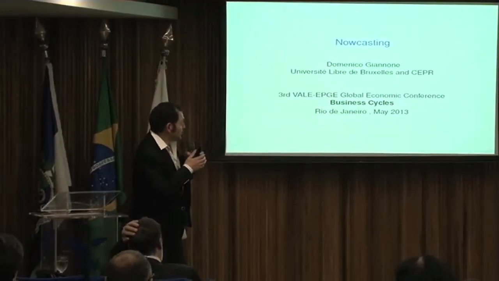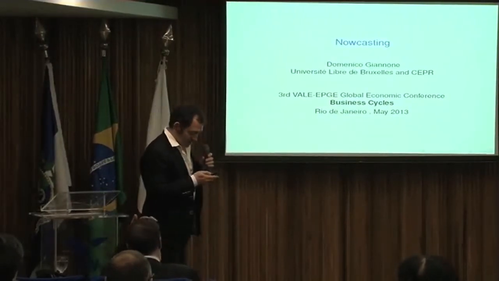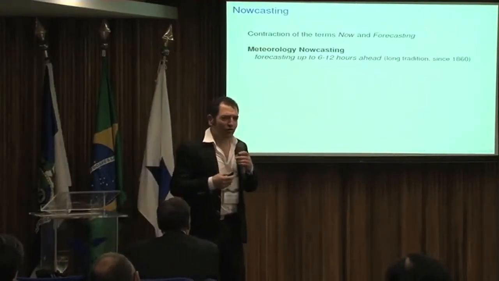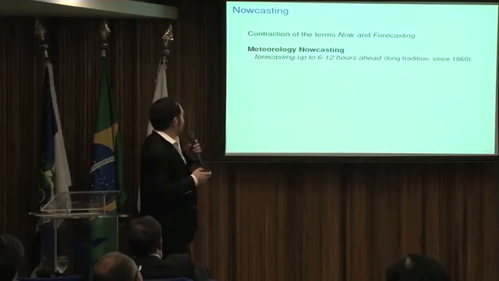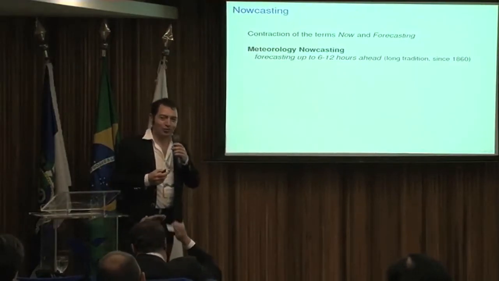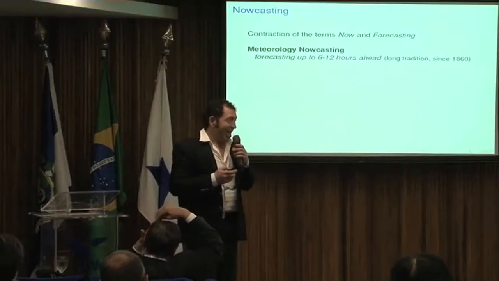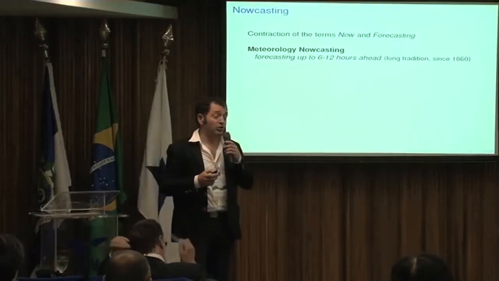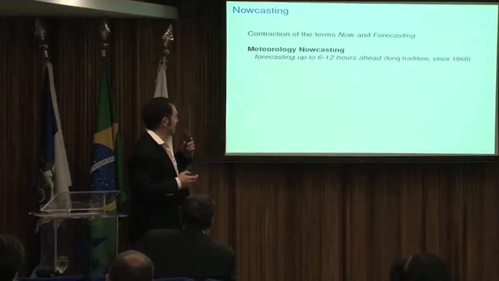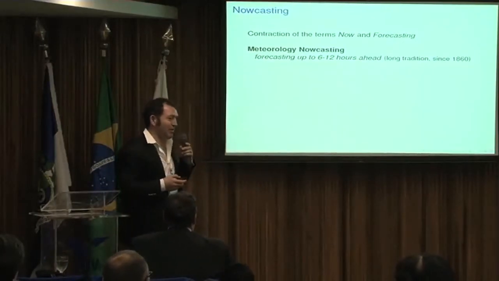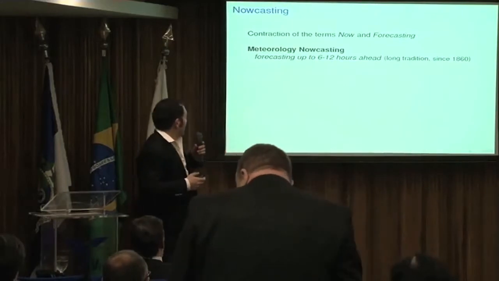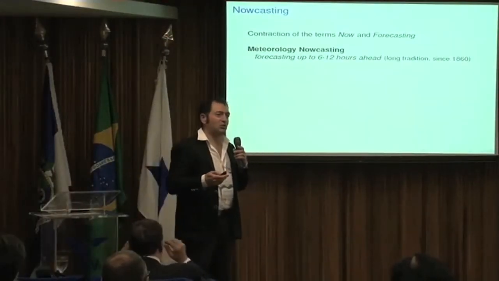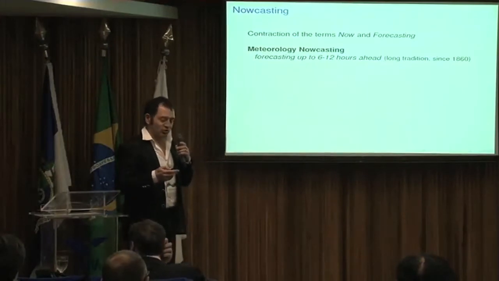So this talk is about nowcasting. And let me see, what is nowcasting? We have already heard about that. It's a strange contraction of two terms, now and forecasting. And this concept has been used for a long time in meteorology, since 86, I think, is the first time I've heard about this term. It refers to forecasting the weather up to 6, 12 hours. It's a very, very short-term forecast.